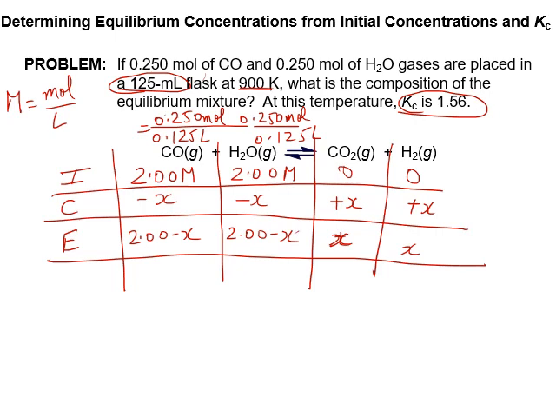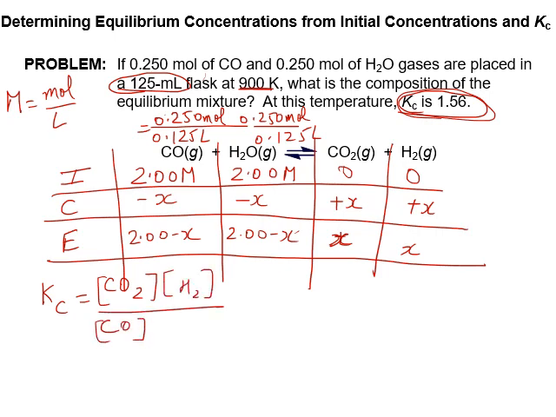Now the question is saying, solve for these individual values. How can I solve for it? I have to solve for x, meaning I need an equation. I need to find the information that I haven't used, which is Kc. Kc is 1.56, which means, what is Kc for this equation? Kc will be the CO2 concentration times the hydrogen concentration divided by the CO concentration times the water concentration. This value is 1.56.